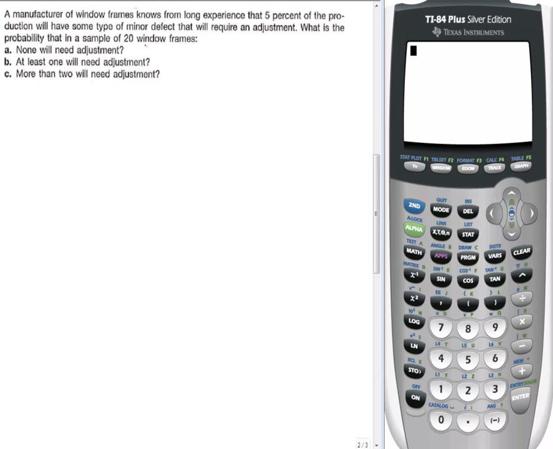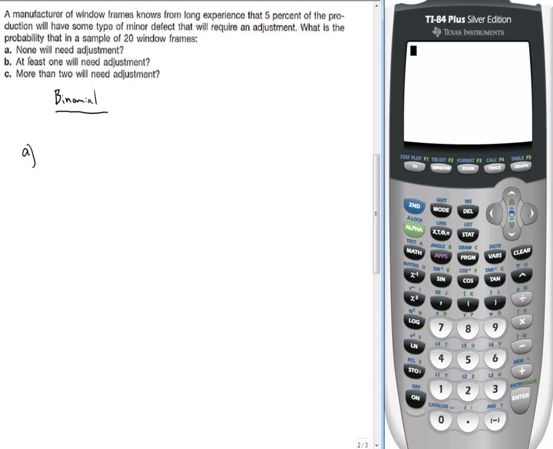So first thing, which type of probability? Right away we should recognize this as binomial. We have two options, needs adjustment, doesn't. We're doing 20, so n is 20, and one needing adjustment doesn't affect the other, so it's independent. So all three of our criteria for binomial are satisfied, so that's how we're going to proceed.